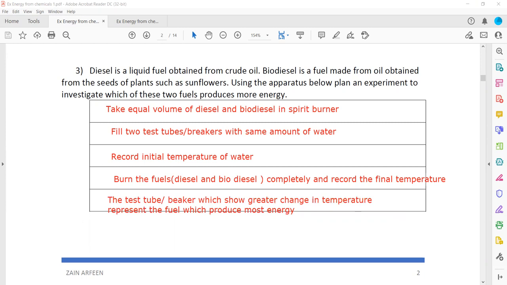Is it clear, the third experiment? Any doubt? Any question or a doubt in this experiment? Then another experiment.